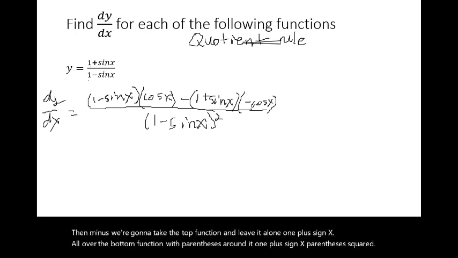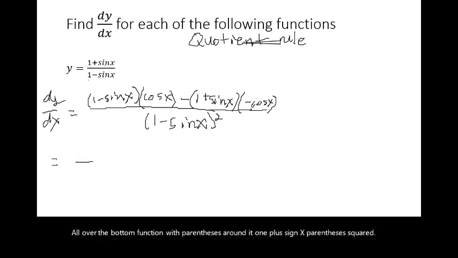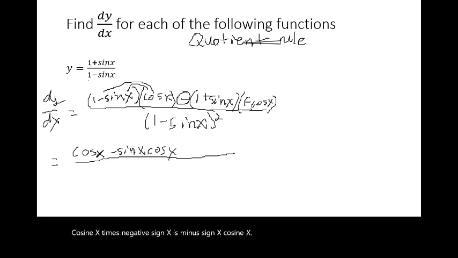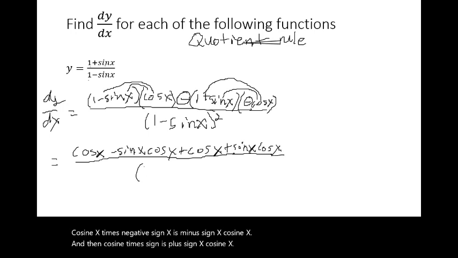So then let's do some distributing, and remember, we're going to leave the denominator alone. We're just going to focus on simplifying the numerator. So cosine times 1 is cosine x. Cosine x times negative sine x is minus sine x cosine x. And then minus will turn into a positive. Cosine times 1 is plus cosine of x. And then cosine times sine is plus sine x cosine x. All over the bottom function, 1 minus sine x, parentheses squared.